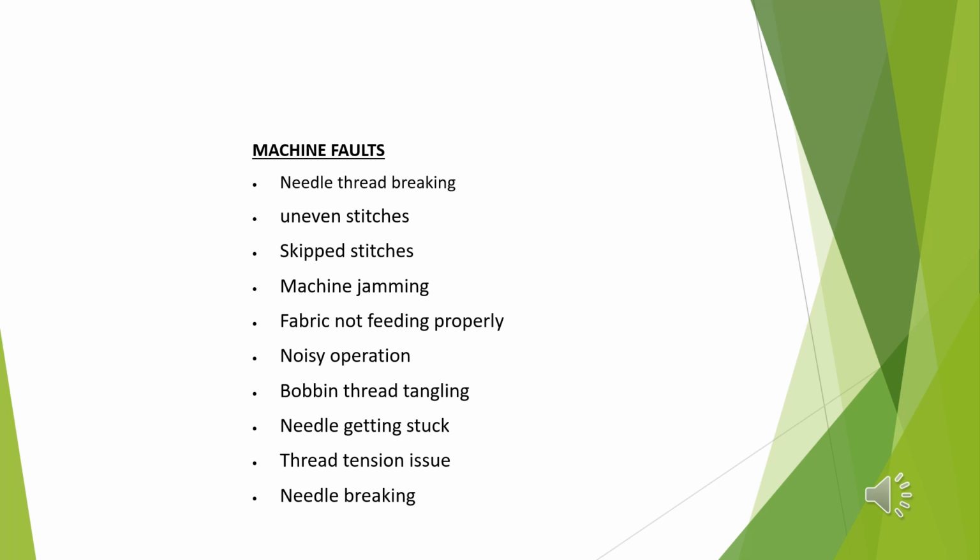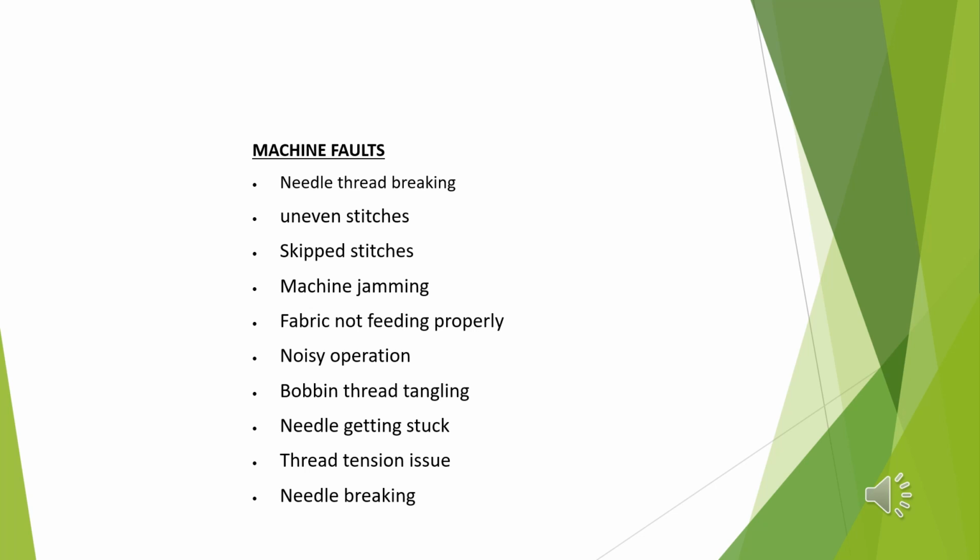And next we look at noisy operation, which is caused by lack of lubrication and loose screws or pads, and can be corrected by oiling the machine and tightening the loose parts. Another fault we have is bobbin thread tangling. Bobbin thread tangling is caused by an incorrectly wound bobbin and incorrect threading, and can be corrected by winding the bobbin correctly and rethreading the machine.